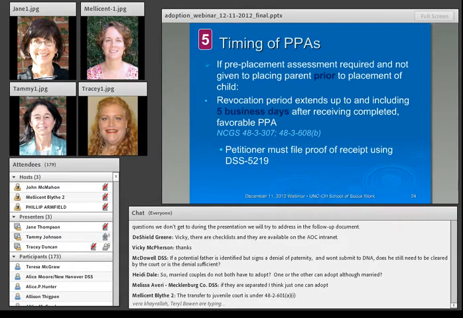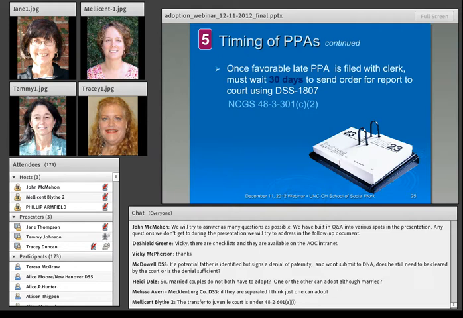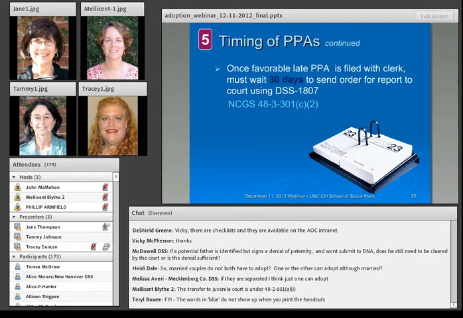If you file a petition like I did that time and you don't have the pre-placement assessment, you cannot order the report to be done. You have to wait till that pre-placement assessment is filed with the clerk of court. Once it's filed, you have to wait 30 days to order the report, the DS 1807.